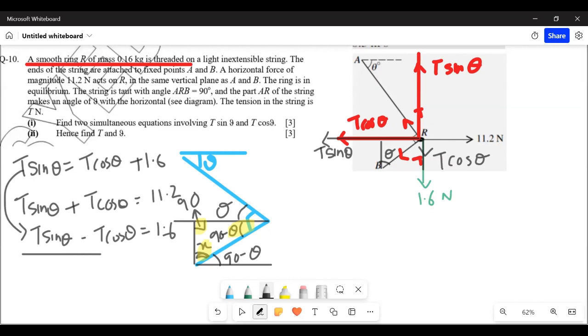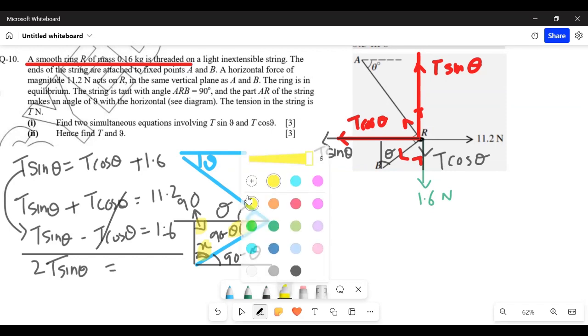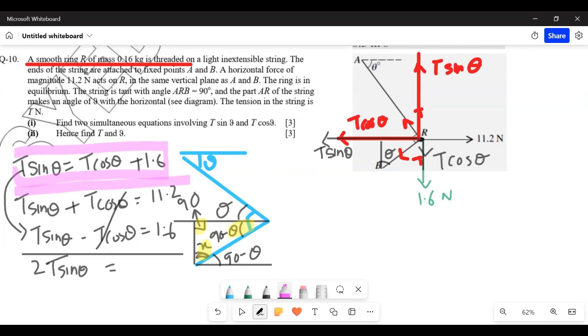Add these two. This gets eliminated. You have 2T sine theta equals... Okay, this was the answer for part one. I started part two haphazardly. This is the answer for part one. For part two, you have to solve these simultaneous equations.